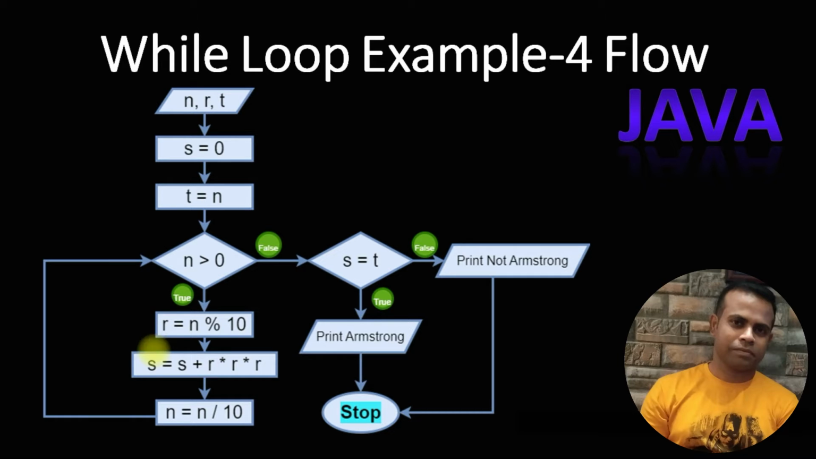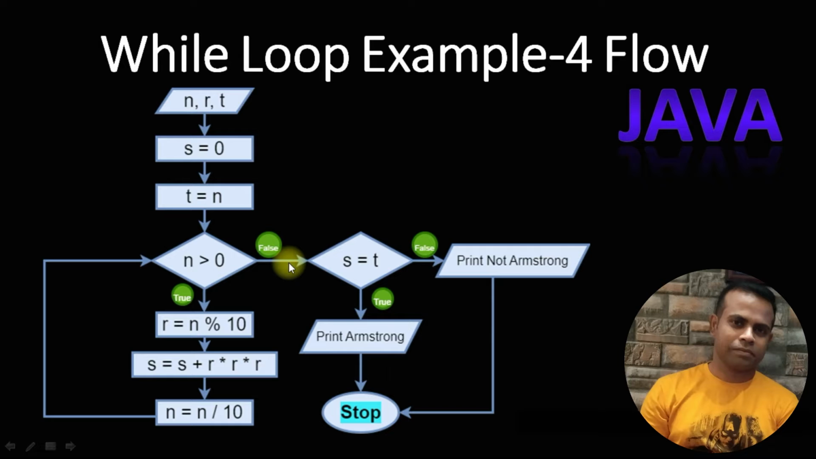Then based on that remainder we will create the cube of that remainder and add it to the sum's previous value. Currently it's the very initial phase, s is equal to 0, but next time once s has some value, that will be added again with the next remainder cube. And finally n is equal to n divided by 10. Then it will go here, and once n is again greater than 0, it will execute the same statements, and these iterations will go on till this condition gets false.